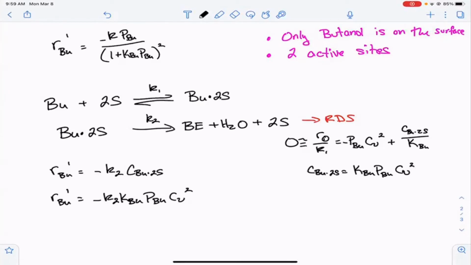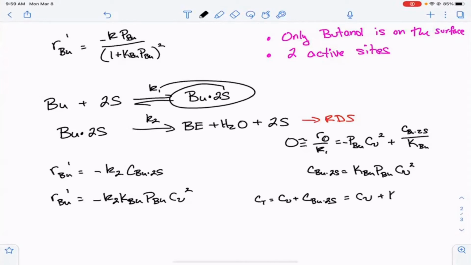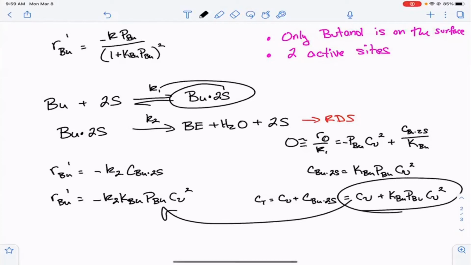The next step is to evaluate CV, right? And how do we do that? We do that by this total site balance, where we know that CT is equal to the vacant sites plus the number of sites that are occupied by adsorbed species. And we know there's only one adsorbed species here. So that's just CV plus KBU times PBU times CV squared. So what's the problem here? How do we know from this balance that we can't get the right mechanism?